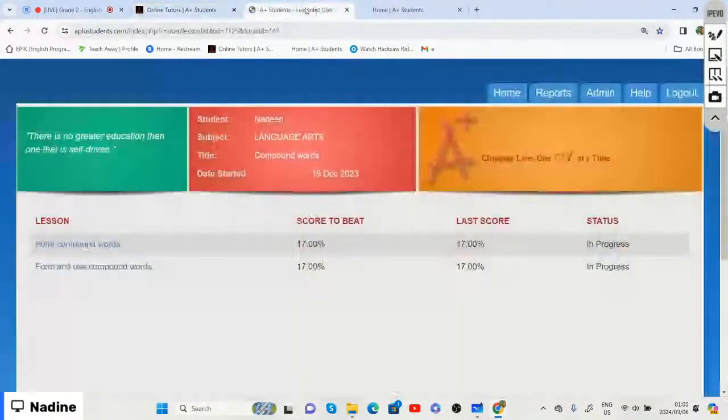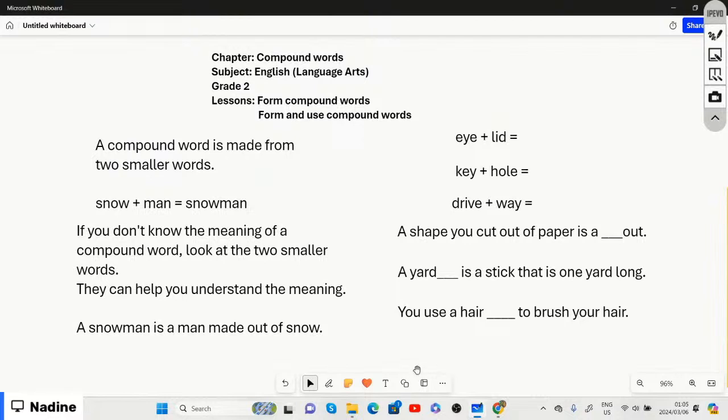So, compound words. All right, the chapter is compound words. Our subject is English language arts, grade 2. The lessons we are going to focus on under the chapter of compound words are to form compound words, and to form and use compound words.